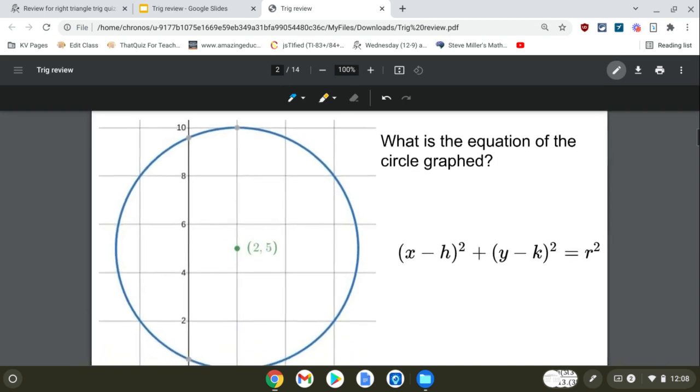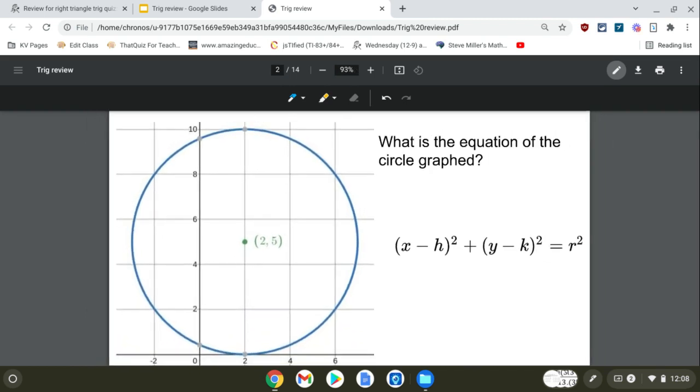What's the equation of the circle graphed? Okay, my center is (2, 5). So it's going to be x minus 2 squared, and then y minus 5 squared.